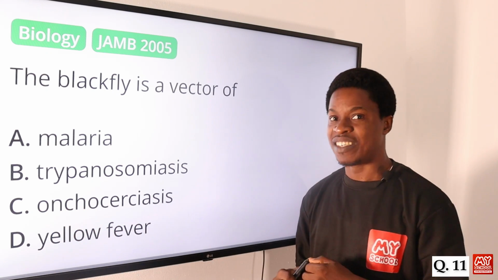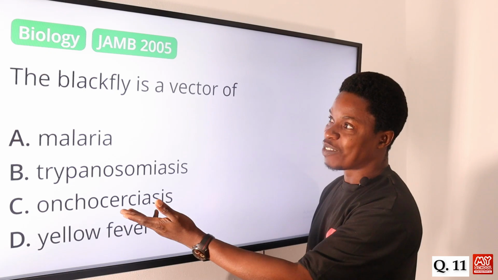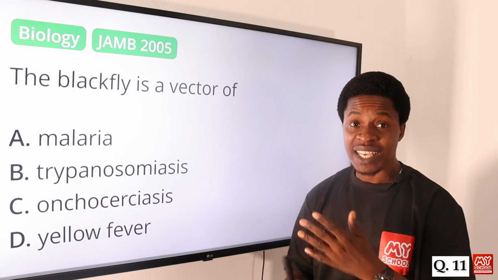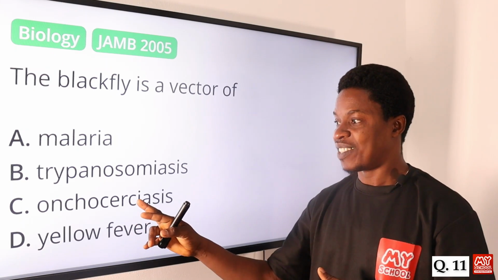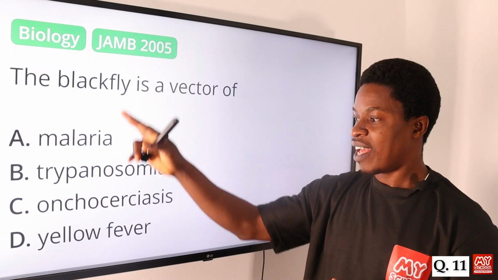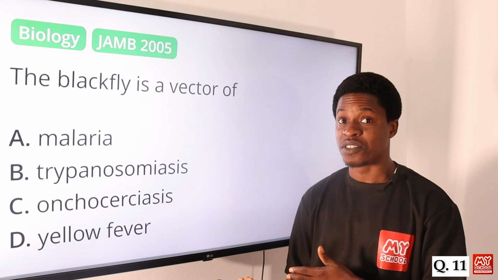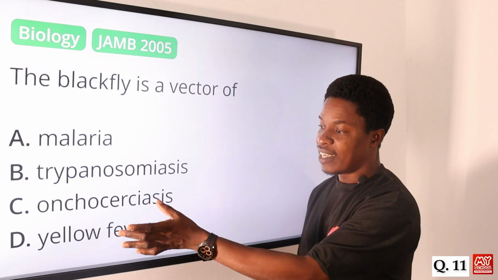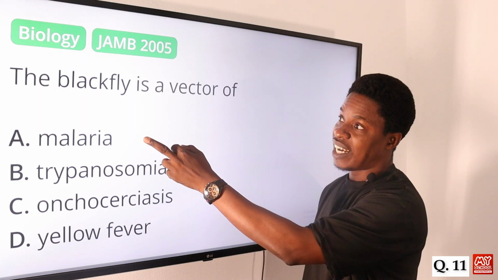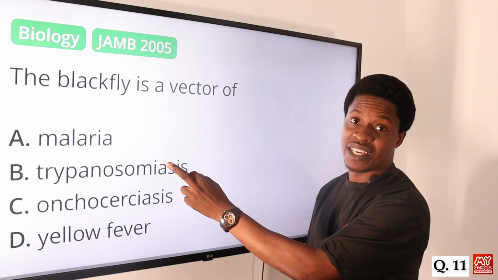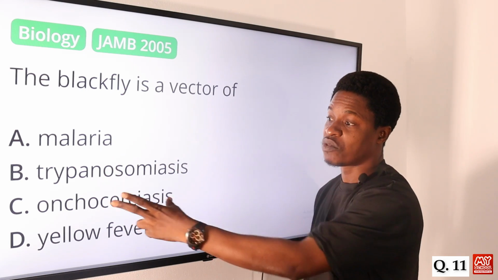Option C says onchocerciasis. You have to watch the way you pronounce that. That is actually caused by the black fly. The black fly is the vector responsible for this particular disease. And option D says yellow fever. Yellow fever is also caused by mosquito, not especially the Anopheles mosquito, but it is also caused by a mosquito. So the mosquito is the vector for yellow fever, malaria also, and then trypanosomiasis, tsetse fly. So the only one here is onchocerciasis. That is what the black fly is responsible for.